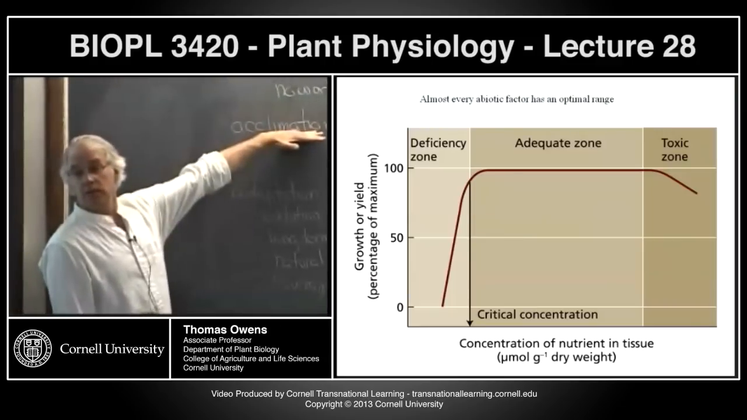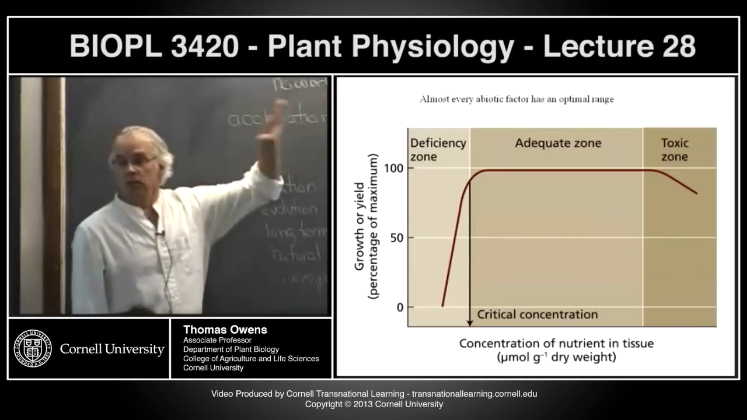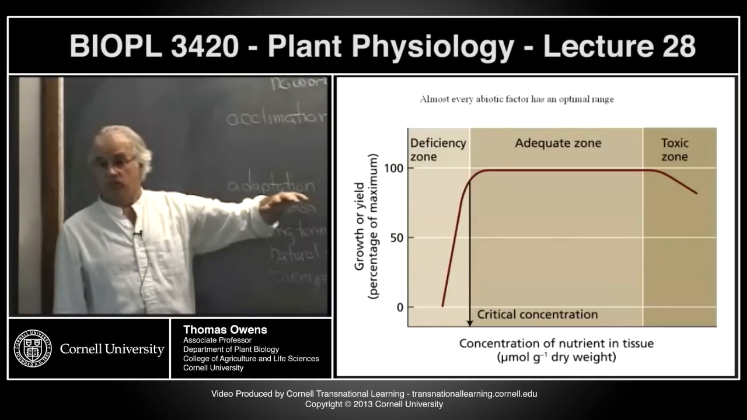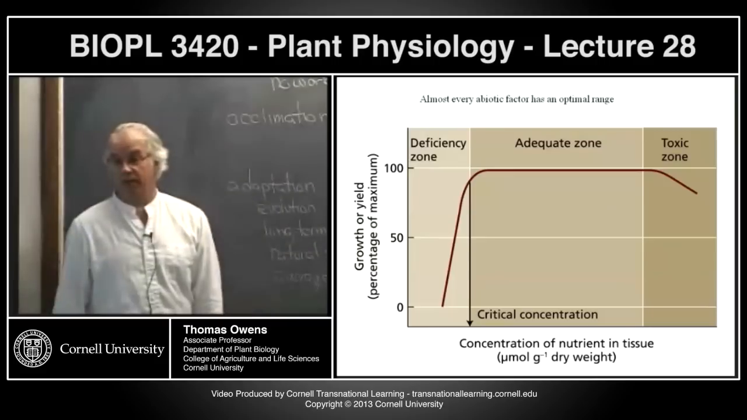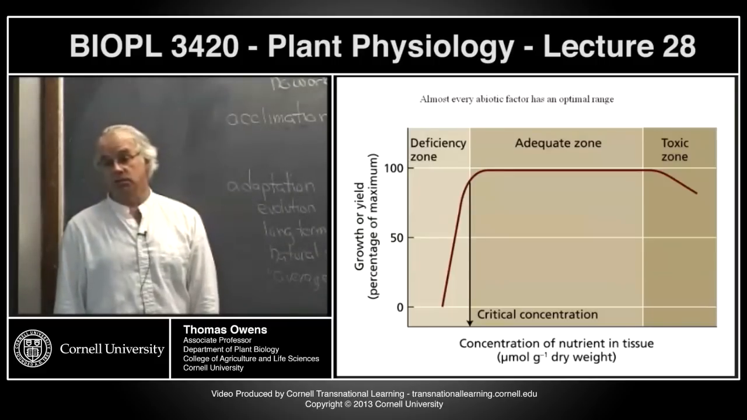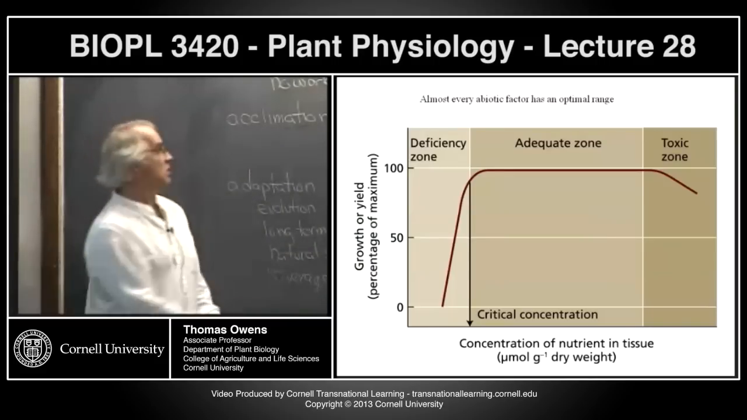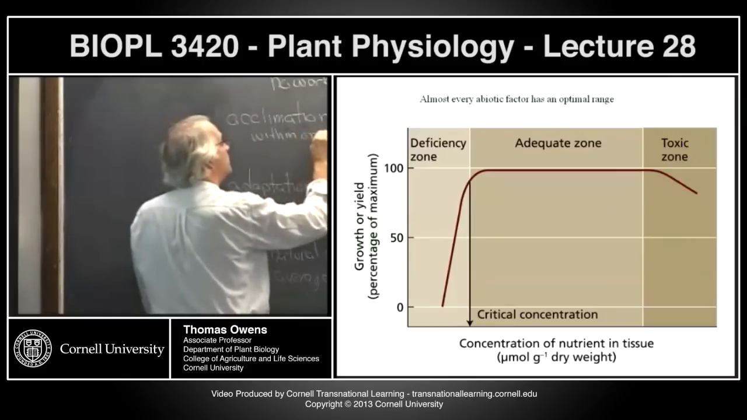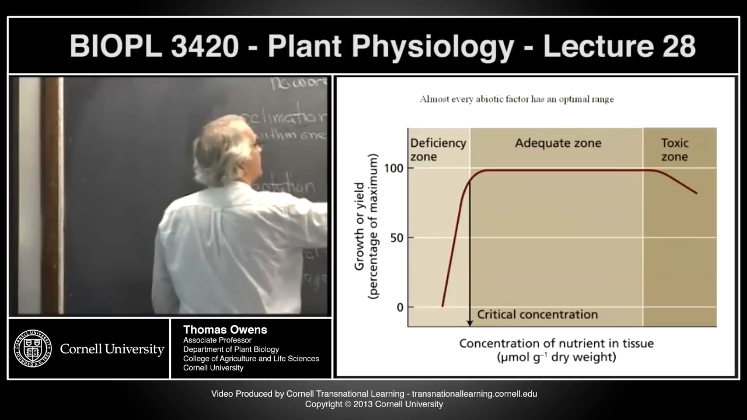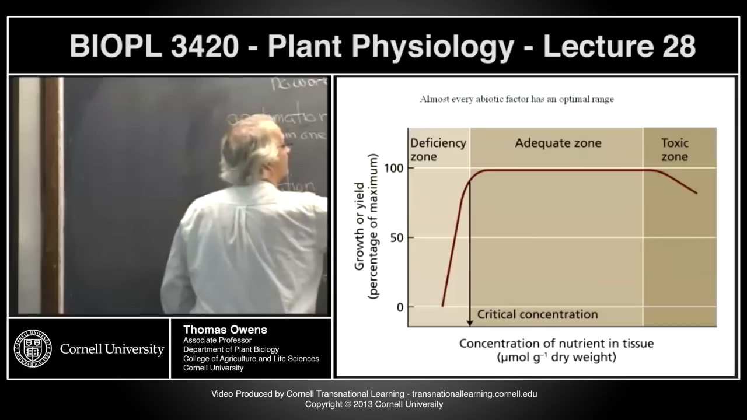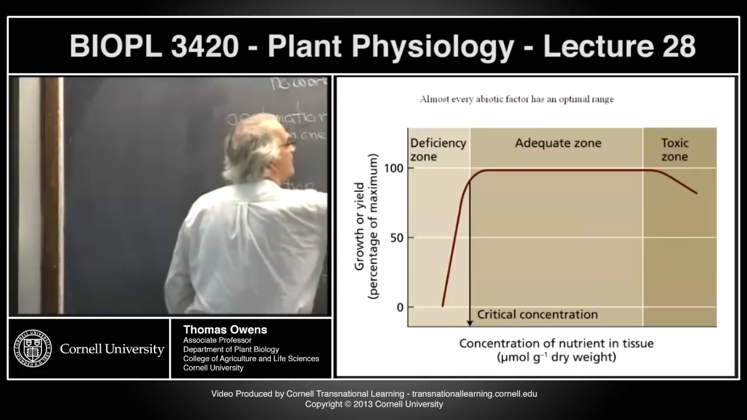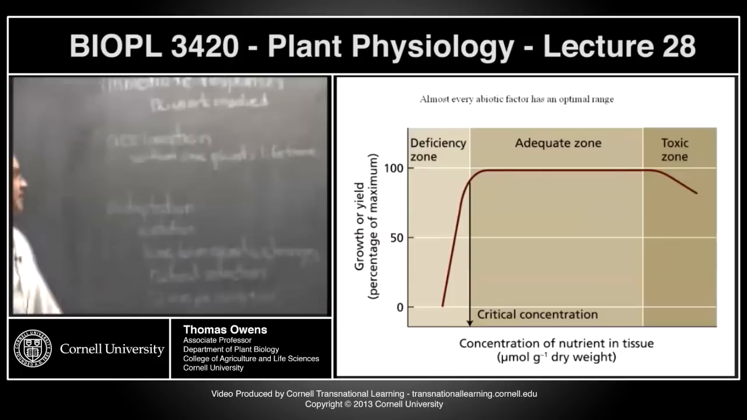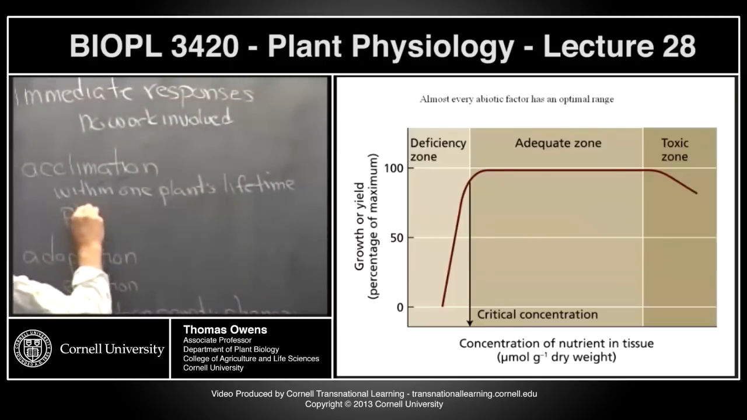Acclimation are changes that occur within a plant, within the lifetime of a plant, that allows it to adapt to changes in its environment. So this is within one plant's lifetime. The term that we use when we were talking about, for example, sun-shade adaptation is phenotypic plasticity.